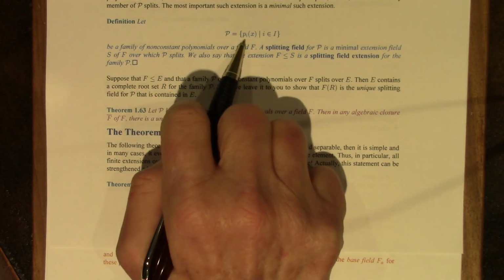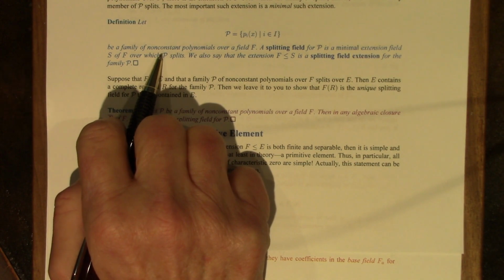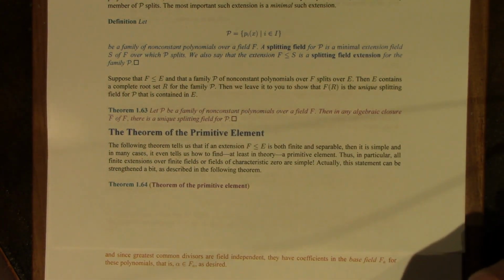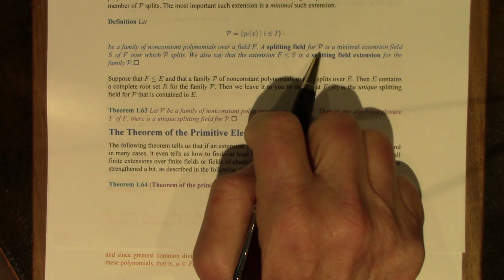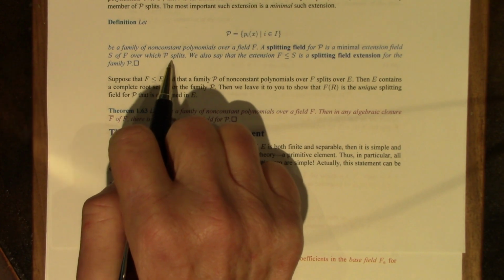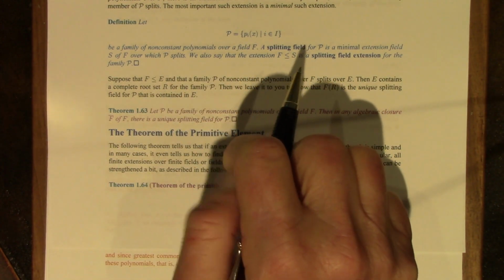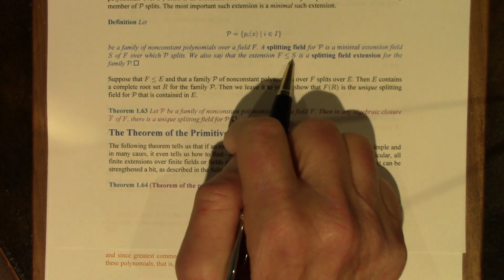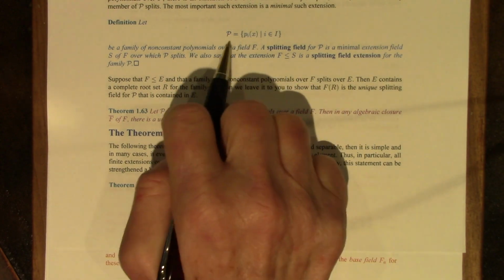Let script P be a family of non-constant polynomials over a field F. A splitting field for script P, for the family, is a minimal extension field, S, of F, over which the family splits. And just for convenience, I'm going to say that the extension F S is a splitting field extension for the family P.